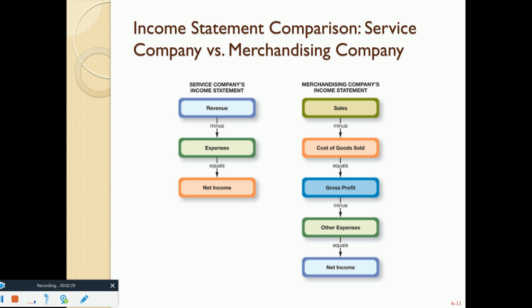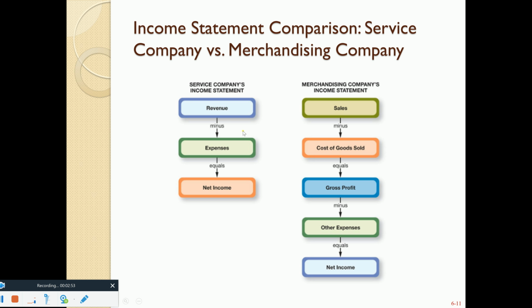On the left-hand side, this is pretty much what we've talked about in the prior chapters, where we've looked at our income statement simply looking like this. Revenues minus expenses equals net income. Well, in this chapter, I'm going to expand that a little bit more. And what we're going to do is break up our expenses into different categories.